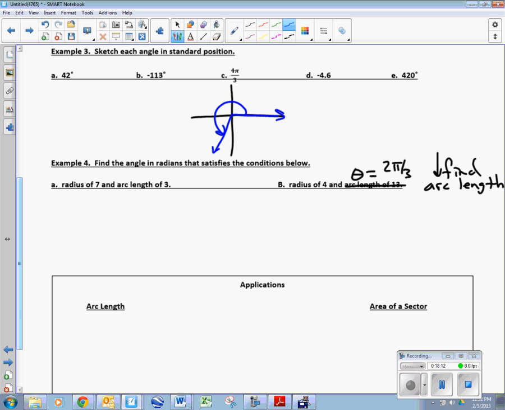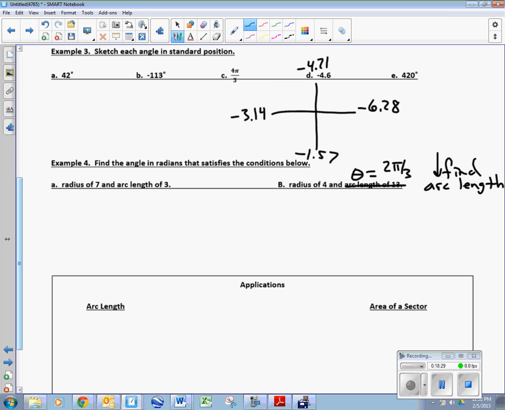Negative 4.6 radians. So this is where you need to have in your brain that this is negative 3.14. This is negative 6.28. Negative 1.57. Negative 4.71. So there are decimal representations for all these spots as well. Because if you take pi divided by 2, you get 1.57. So if I go negative 4.6, which quadrant? Second quadrant. And you can see you're going to be a little bit short of the other spots. There you go.